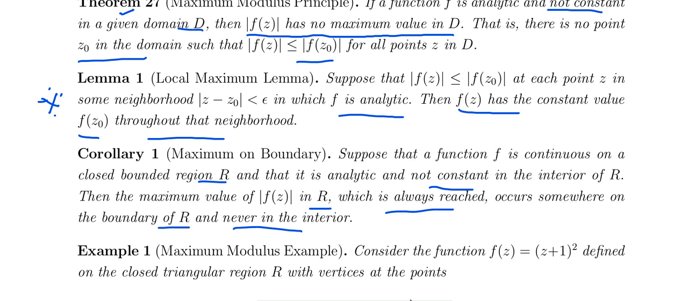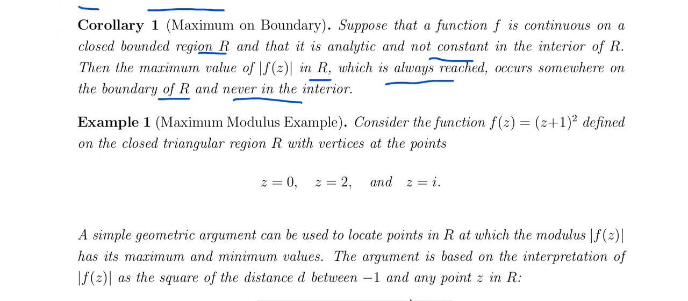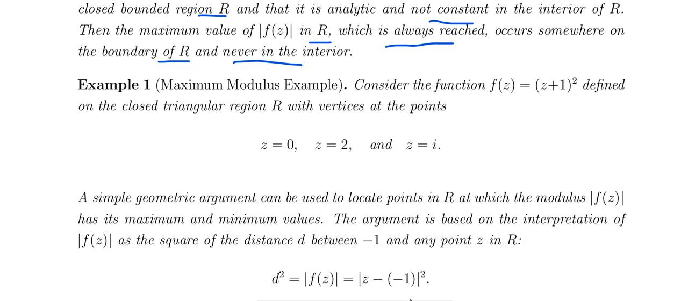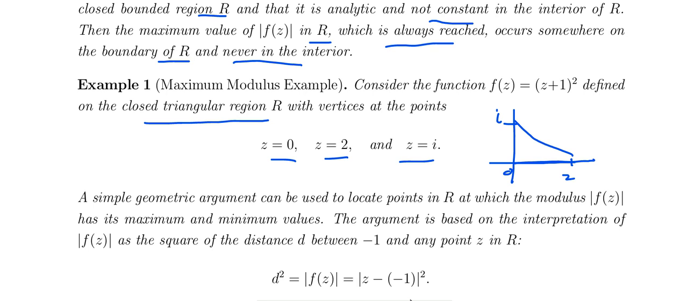Okay, so the example, பார்த்தீங்கன்னா, f of z equal to z plus 1 whole square, that is defined on the closed triangular region with vertices z equal to 0, z equal to 2 and z equal to i. So z equal to 0 is here, 2 என்றது here, and z equal to i என்றது this. When I join these, this is a closed triangular region.